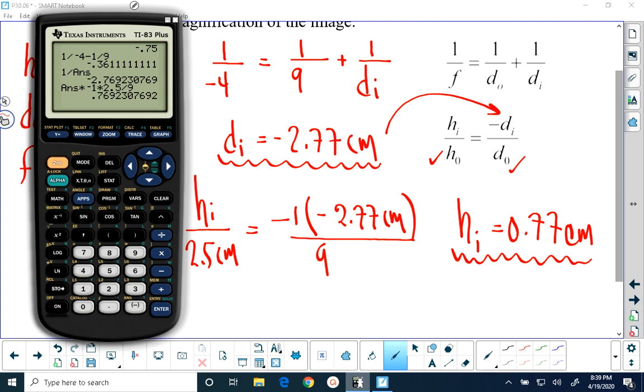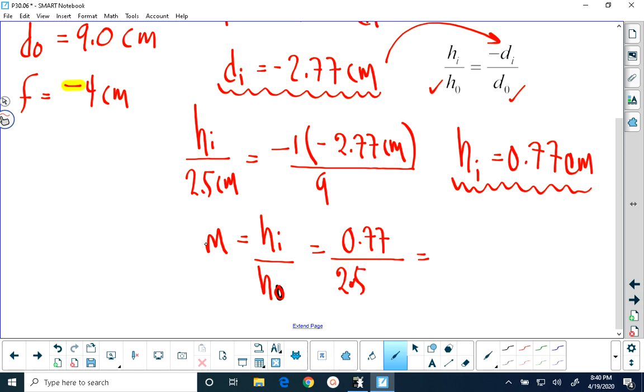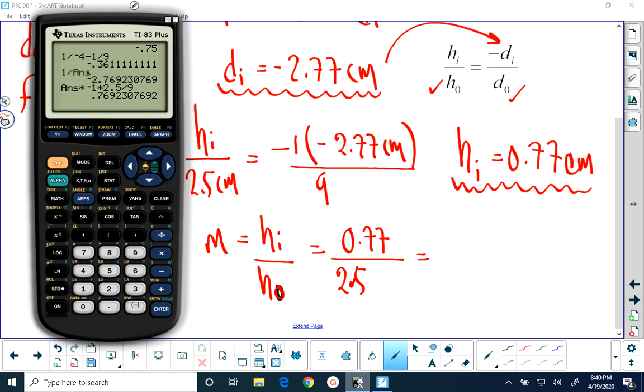The last thing we have to calculate here is the magnification. The magnification can be found by taking HI over HO. That's pretty much what I always do. I don't use the other formula. Not sure why it changed to black there. HI is the 0.77. It's the number on our calculator, divided by HO, which was 2.5. And when we divide those two, we get a magnification of about 0.31, and it's positive.